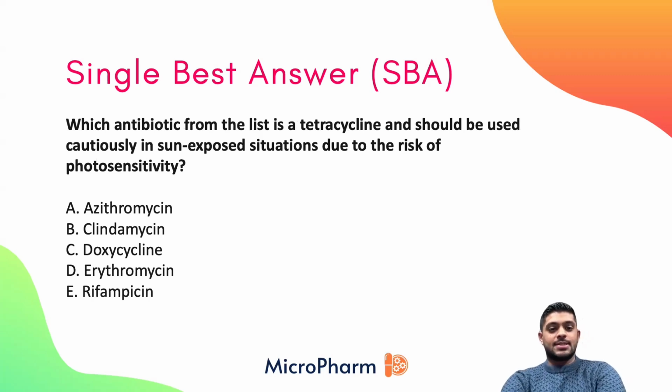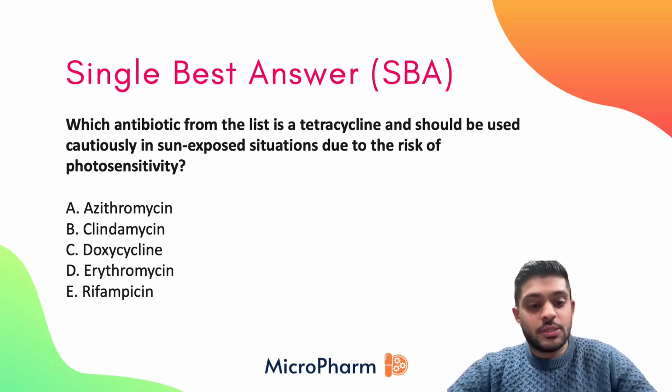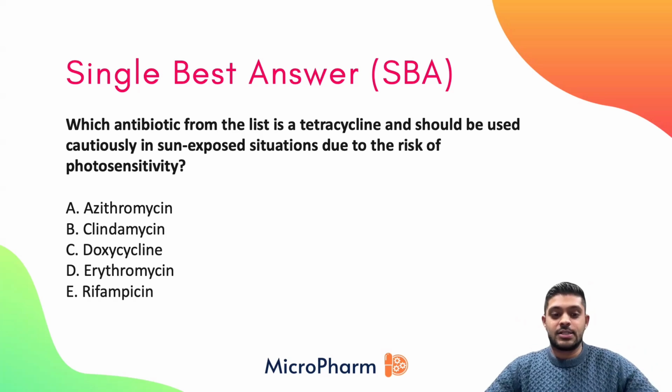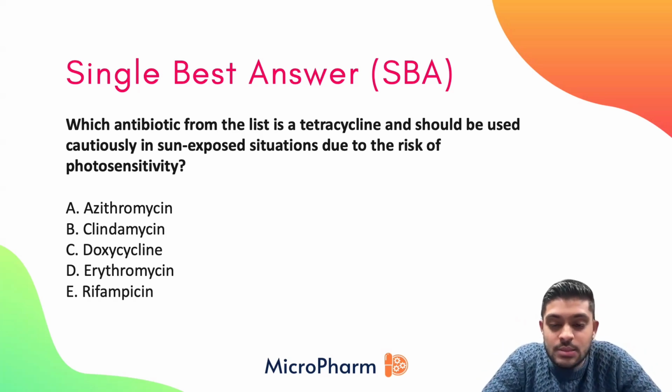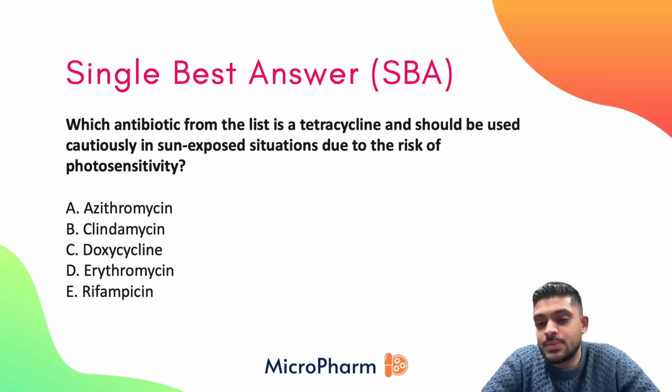Which antibiotic from the list is a tetracycline? Should be used cautiously in sun-exposed situations due to the risk of photosensitivity. Okay, let's share the answers. The correct answer for this was C, doxycycline. Doxycycline is the only option that you've got here that is a tetracycline antibiotic. And one thing that you would advise patients to do is use sunscreen with a high sun protective factor and also to have long sleeve clothing as much as possible.